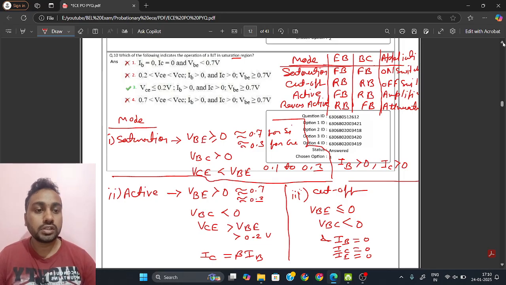So in the saturation region, VCE should be less than or equal to 0.2. Here VCE should be less than VBE, or in the range of 0.1 to 0.3. So this is right. Now IB is greater than 0, IC is also greater than 0, and VBE is greater than or equal to 0.7. So this condition is correct for saturation. Option 3 is your right answer.